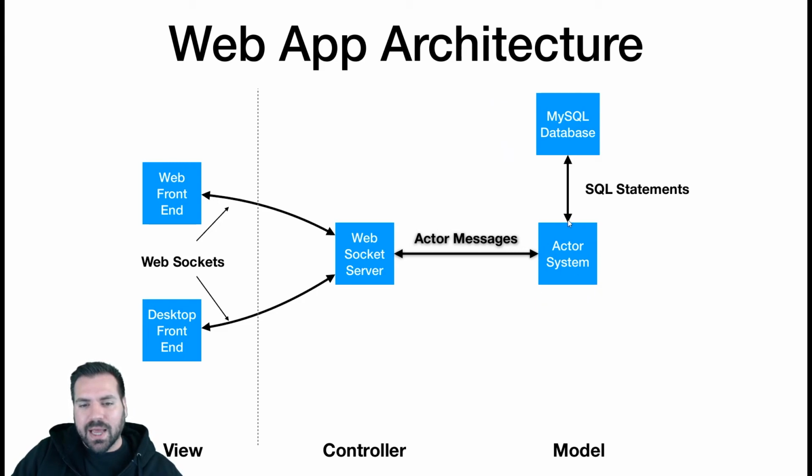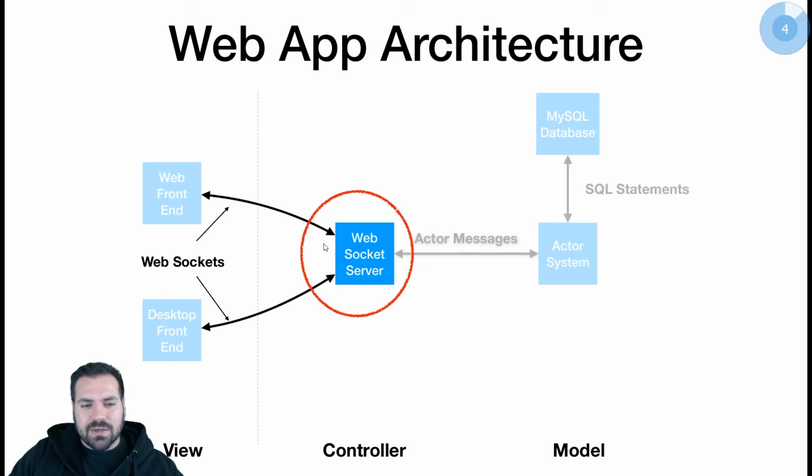We started off with the actor system. We understand how that works, how we create a system, add actors to the system, and those actors communicate by passing messages to each other. We'll eventually have actors that communicate with the MySQL database, but today we want to talk about this WebSocket server. So we want a WebSocket server that's going to be able to communicate over WebSockets to either web front ends or desktop front ends. And today we'll talk about the server and web front ends.